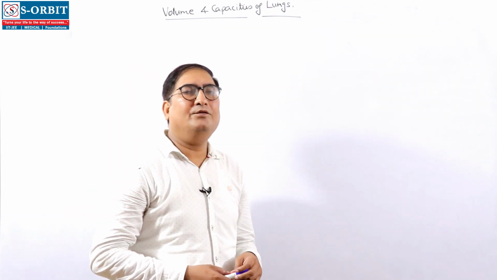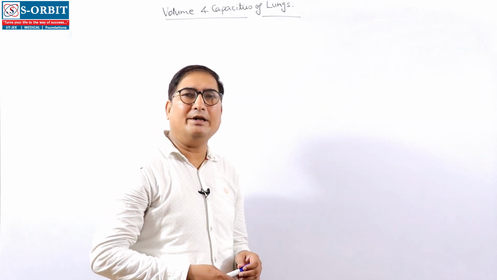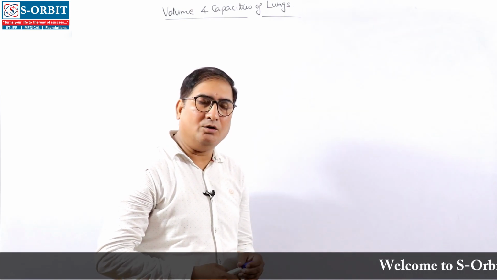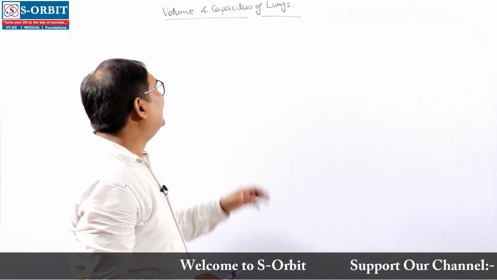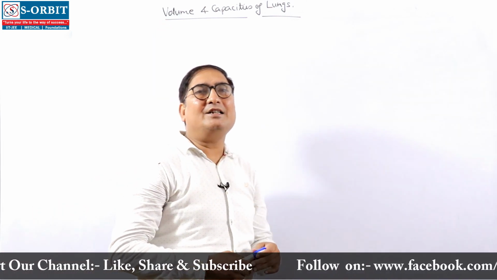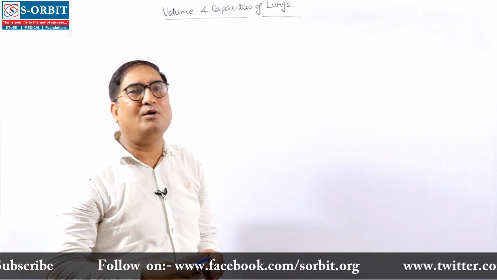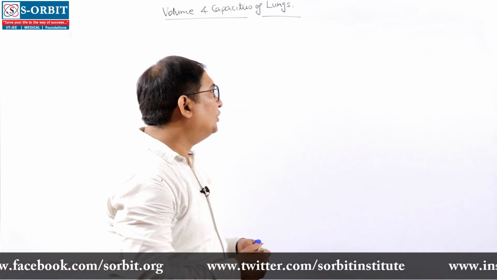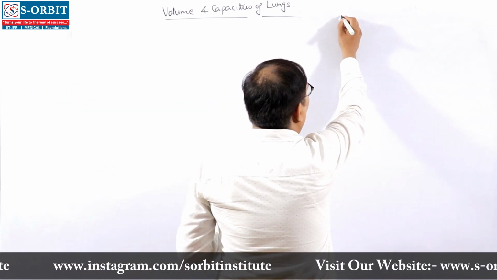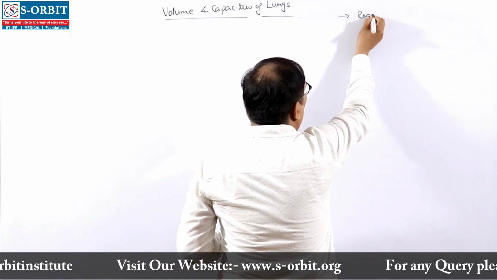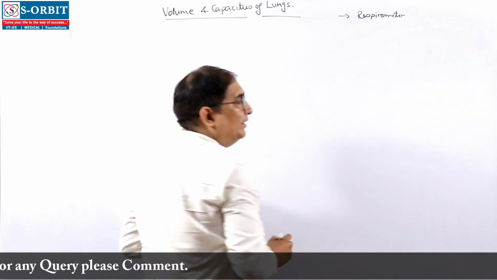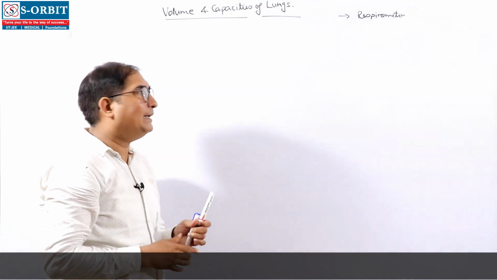In the previous session, we have talked about the various steps involved in respiration and the mechanism of breathing or ventilation. Now, in this session, we will talk about the volume and capacities of lungs. The volume and capacities of lungs can be measured with the help of a respirometer. So, the apparatus to measure the volume and capacities of lungs is the respirometer.